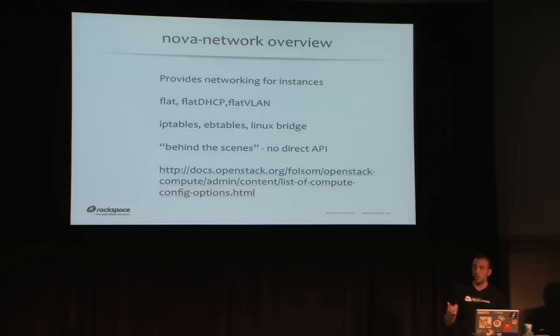The main choices with Nova Network are basically flat, flat VLAN, and flat DHCP. Flat VLAN and flat DHCP aren't terribly different other than the concept of VLANs being added, but ultimately they function in a very similar fashion. Flat, I don't know if many people are actually using it. You don't hear about it too often. We at Rackspace, at least with private cloud, are consuming flat DHCP until we move to Quantum, whereas flat is essentially for injecting your own networking into it.